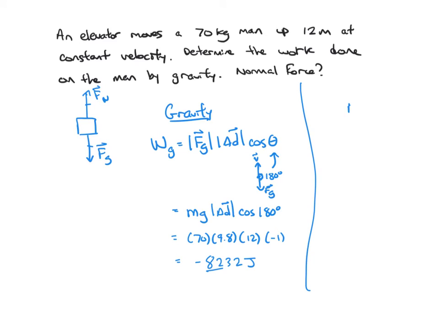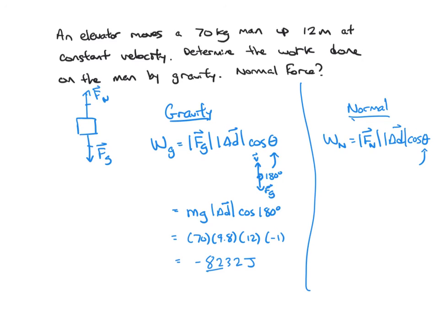Now the work done by the normal force. Now, what's the only difference between gravity and normal? Because they're the same size. Okay, they're the same size. So when I write out the formula, the magnitude of the normal force is the same number as the magnitude of gravity. So everything's the same except for the direction, or theta.